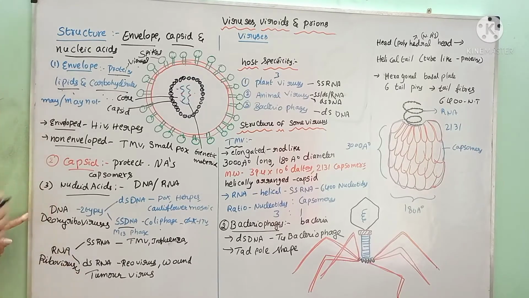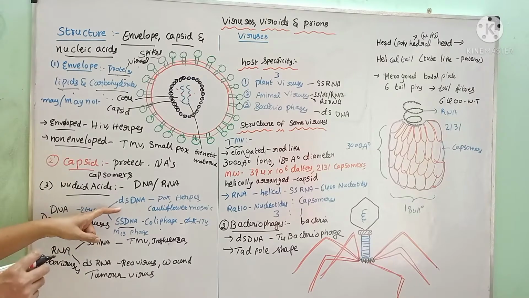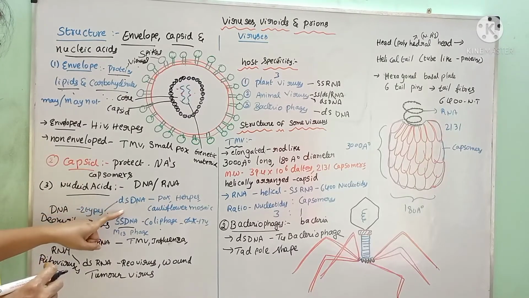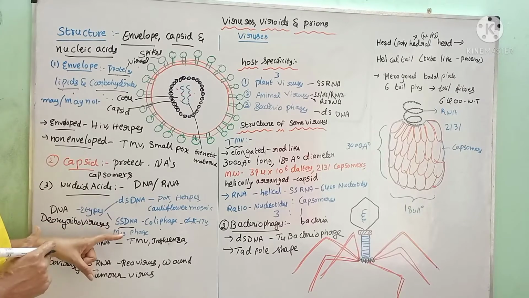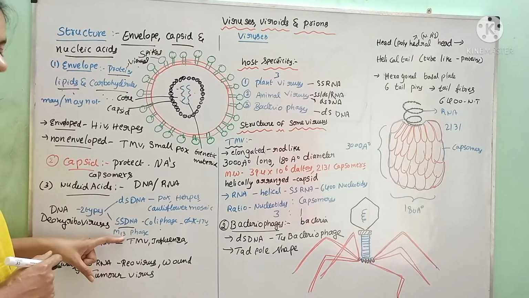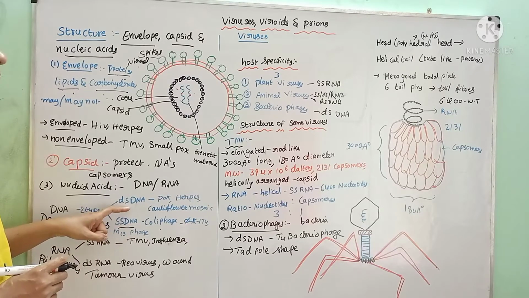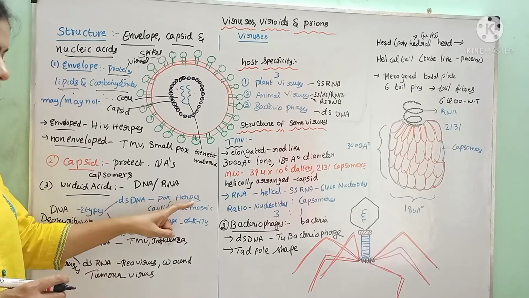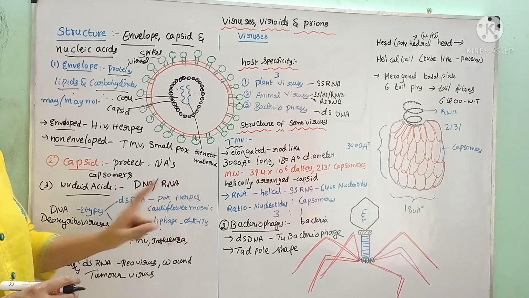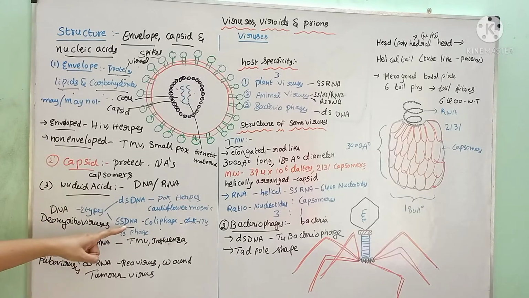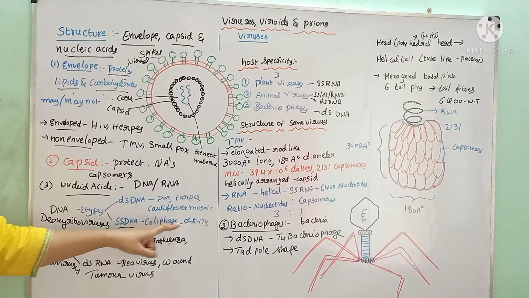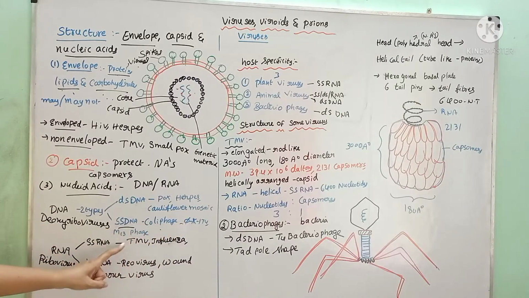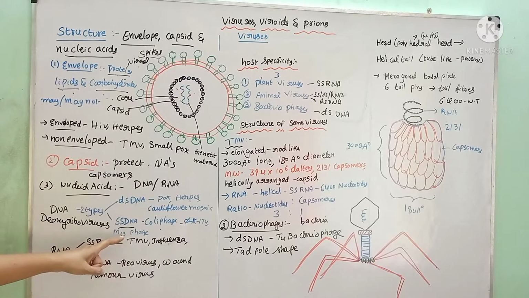These DNA viruses are two types. If it consists of double-stranded DNA, they are called double-stranded DNA viruses. If it contains single-stranded DNA, they are called single-stranded DNA viruses. The double-stranded DNA virus examples are pox virus, herpes virus, and cauliflower mosaic virus. Examples for the single-stranded DNA viruses are coliphage ΦX174 and M13 phage.